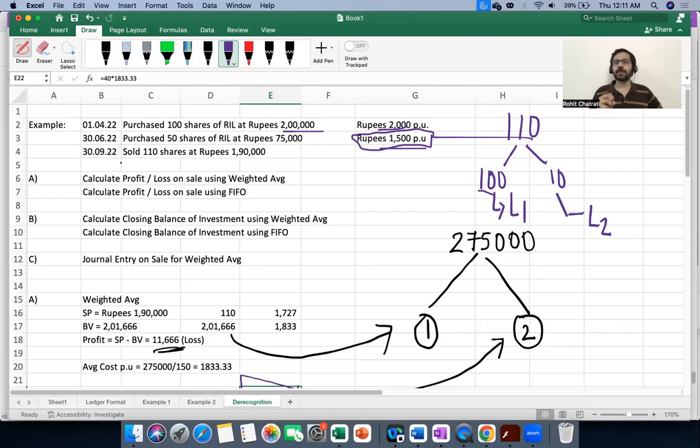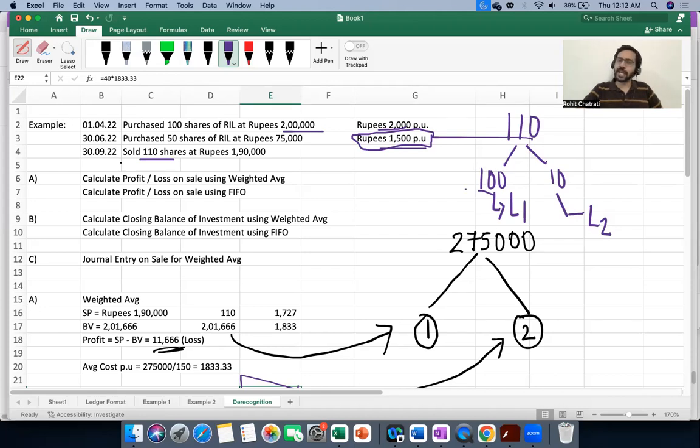I'm quickly just summarizing and then we will actually write it on Excel. What first in first out says is, out of these 110 shares, 100 shares have come from lot 1 and the remaining shares have come from lot 2. Remaining shares meaning 10 shares have come from lot 2. So 100 from lot 1 and 10 from lot 2.